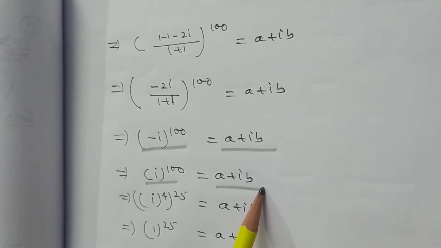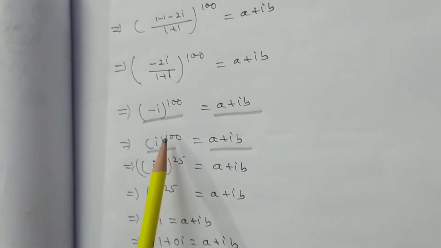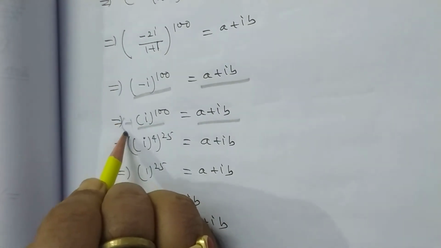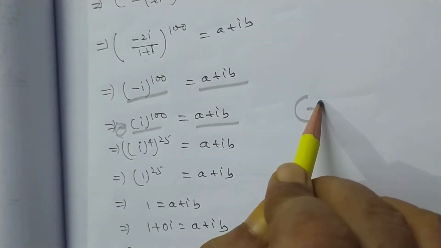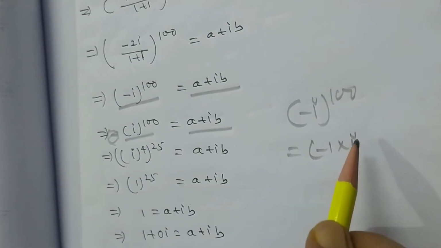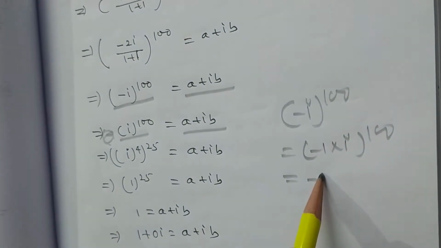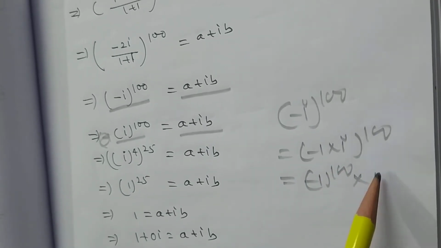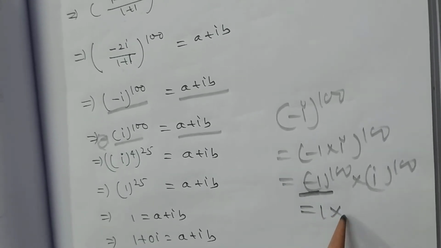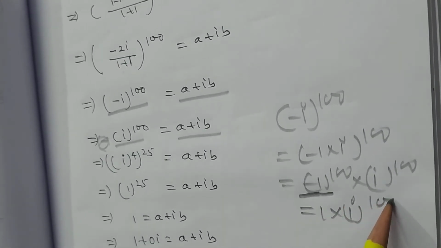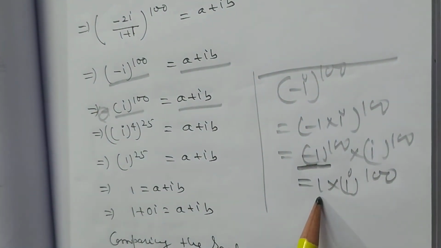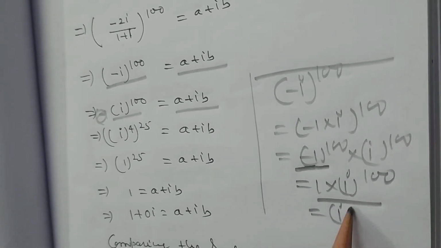Now you can write it. Try to understand this concept. (−i)^100 can be written as (−1 · i)^100, and (−1)^100 · i^100. (−1)^100 is 1, so that is 1 times i^100. Try to understand how (−i)^100 is 1 times i^100, that is i^100.